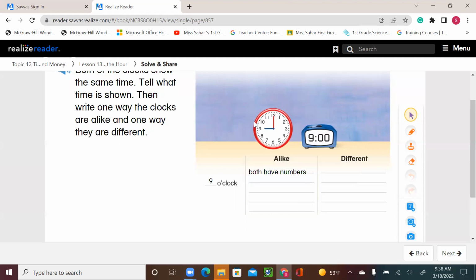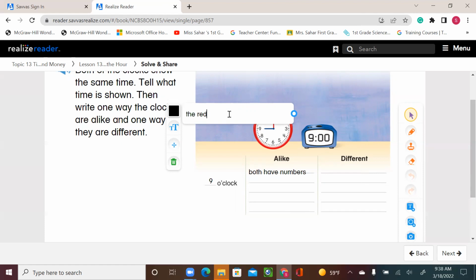All right. But this clock, the analog clock or the red clock, has minute and hour hand. But the digital clock or the blue clock doesn't have hands for clock, they have only numbers and dots. So we can write this as this is the difference.